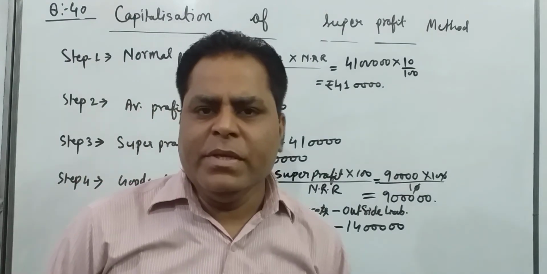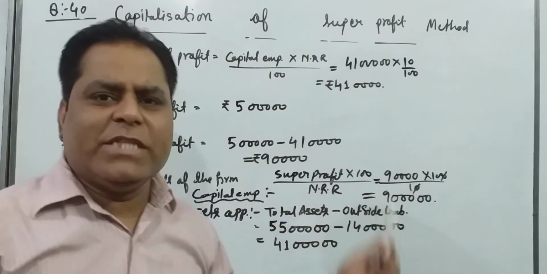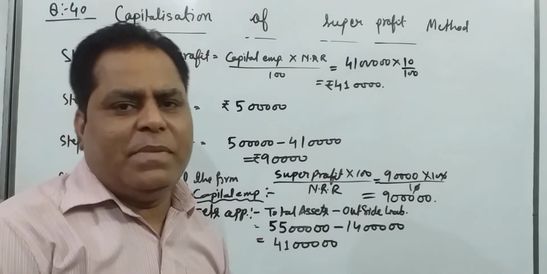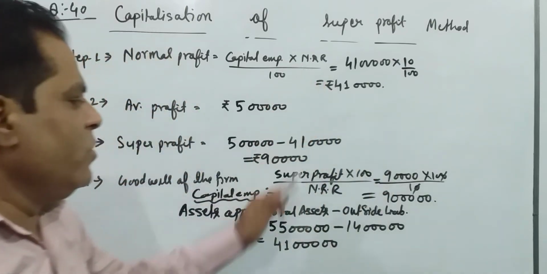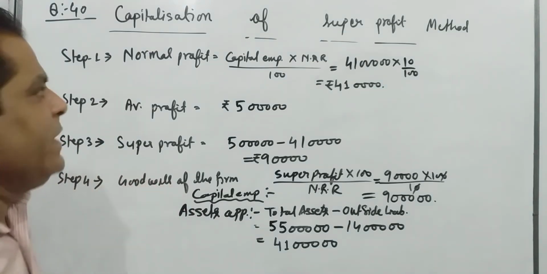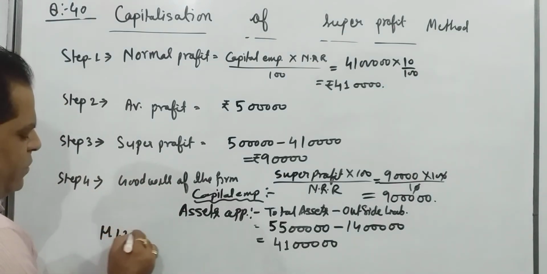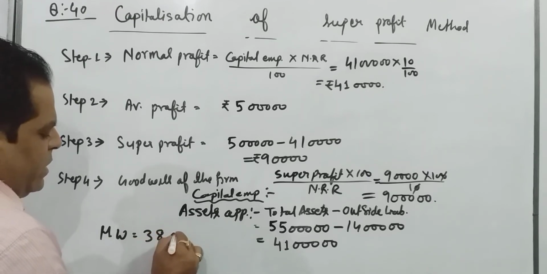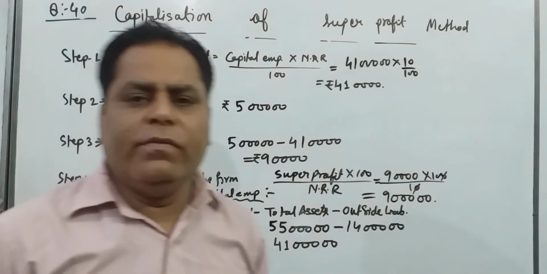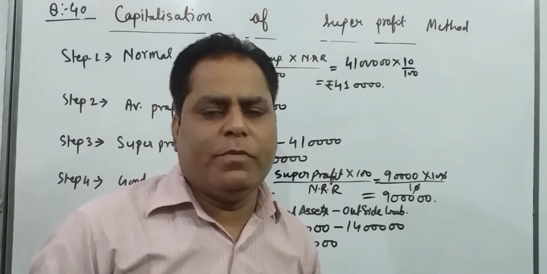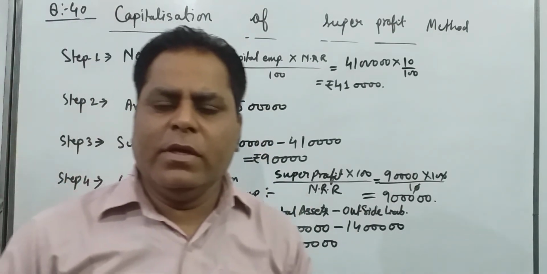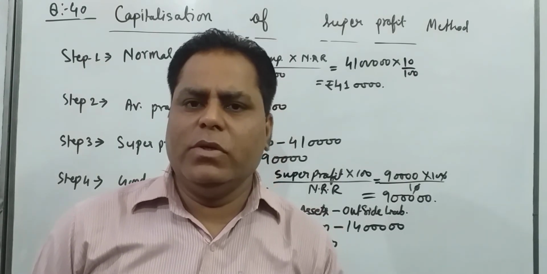Okay, this is the complete explanation and solution of capitalization of super profit. Now with the help of this question and this explanation, you can solve question number 38. I am giving you homework: question number 38 and question number 39, to find goodwill of the firm by capitalization of super profit.